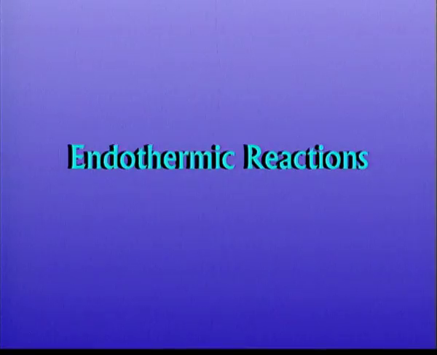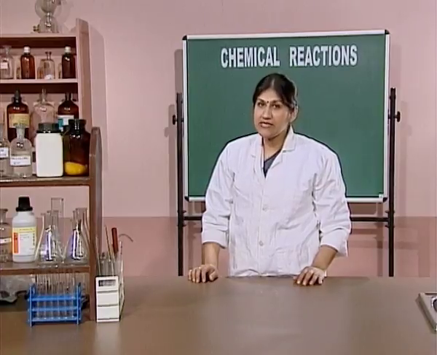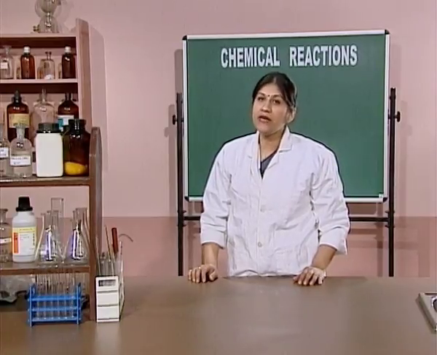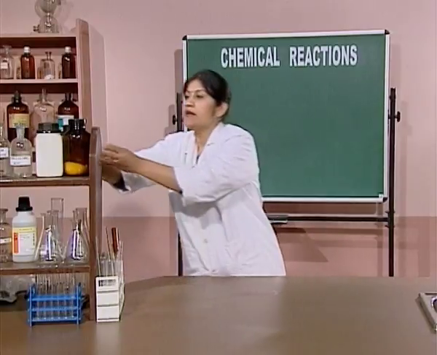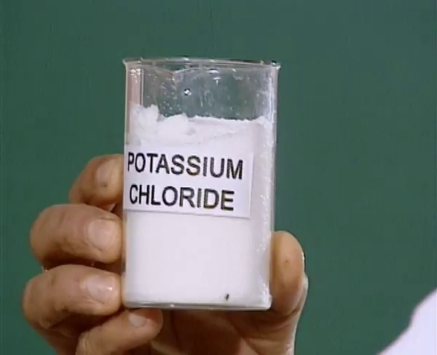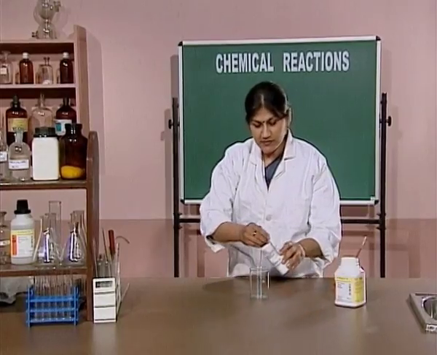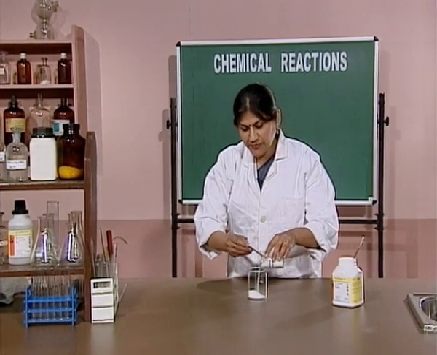We have observed a number of exothermic reactions. Now let us observe some endothermic reactions. Endothermic reactions are relatively less common. The reaction between potassium chloride and ammonium nitrate is an endothermic reaction. Let us mix the two salts, potassium chloride and ammonium nitrate, and stir and observe the change in temperature.